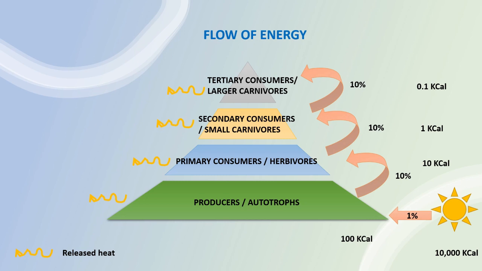So by this we can say that at every step there is some loss of energy and it is unidirectional in nature. So we have studied the flow of energy in the food chain today.